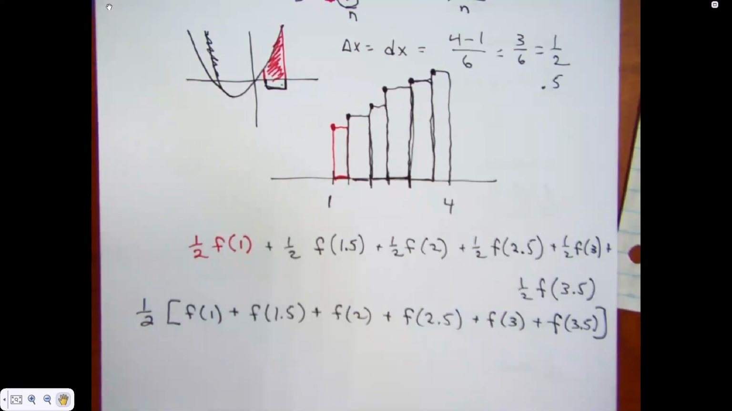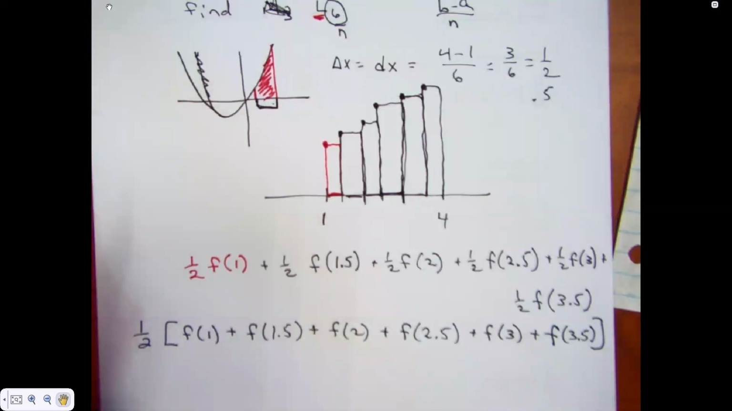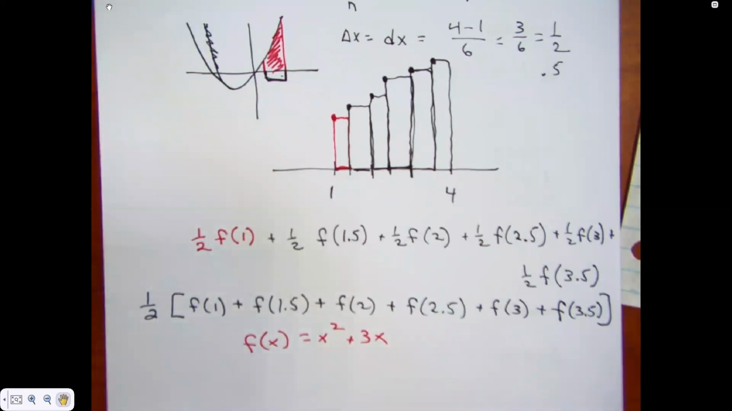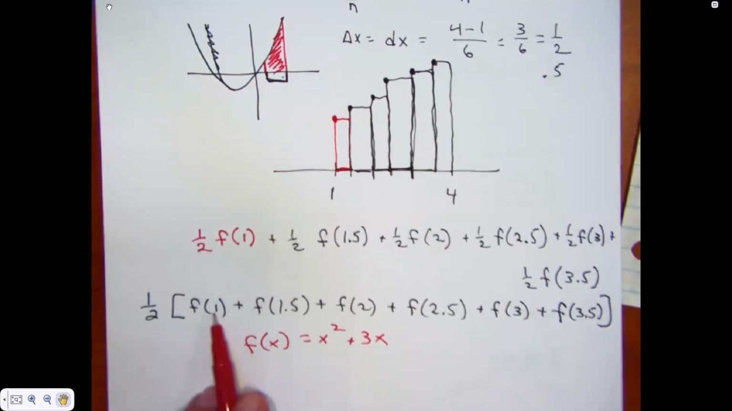All right. So now, let me rewrite. My f was x squared plus 3x. If you're going to do it by hand or with a scientific calculator, you're just going to have to take your time. You're going to have to plug a 1 into both and get an answer. 1.5, you square it, then plus 3 times 1.5. So if there's more than one x, you're going to have to plug 1 into all of them and get an answer, 1.5 into all of them and get an answer, okay?